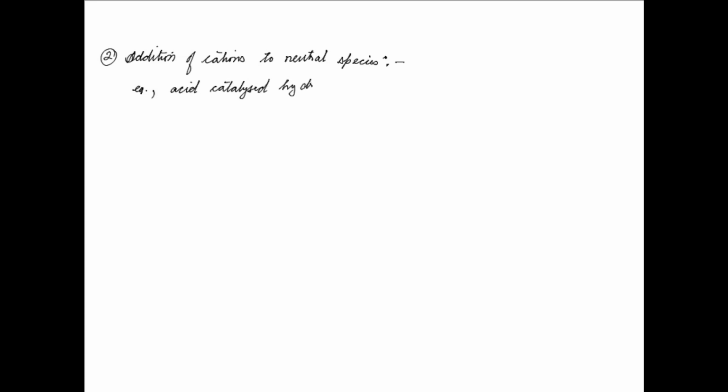The other method for the generation of carbocations is via addition of cations to neutral species. Addition of cations to neutral species. For example, acid catalyzed hydration of alkene.